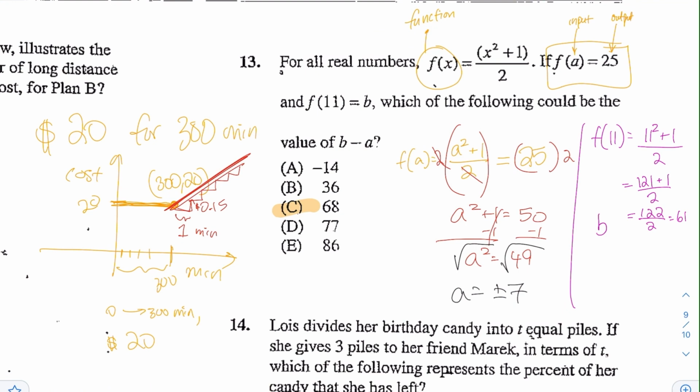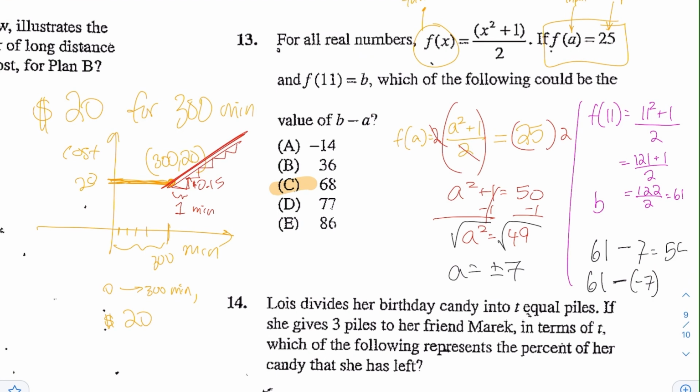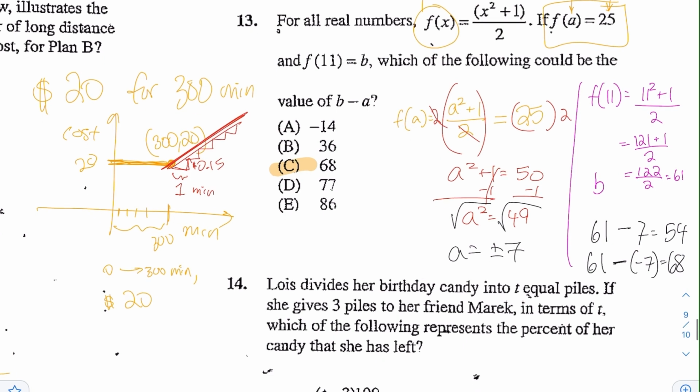There's no other choice. So if you do b minus a, you could actually have 61 minus 7 or 61 minus negative 7. So it could either be 54 or it could also be 68. I don't see 54 as a choice, but I do see 68, so that's going to be choice C. So for number 13, just about reading functions.